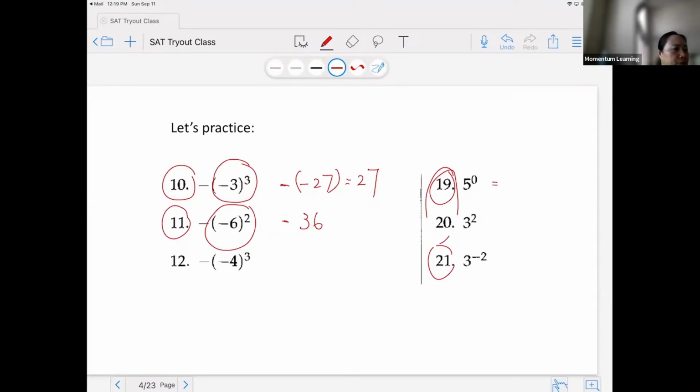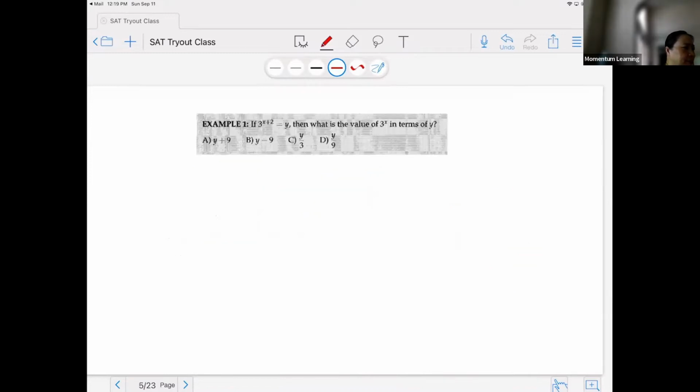Any number raised to the power 0 is 1. And when you have a negative exponent, change that to a positive exponent. So 3 squared, but then do the reciprocal. So this one would be 1/9. Good job. Okay, I think you are all ready now for the real SAT problems.